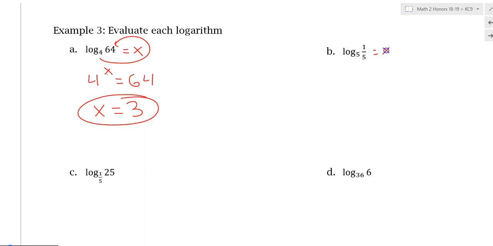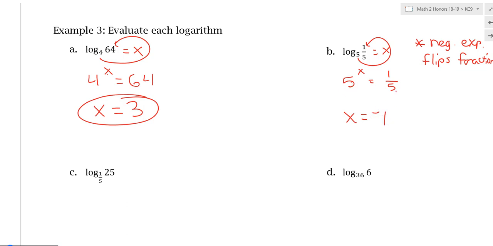Same thing here. If I'm evaluating this, 5 to the x equals 1/5. Remember, if you want to get your base on the bottom, a negative exponent flips the fraction. So this is in the opposite, if it's a numerator or denominator, it's in the opposite one. So x is definitely going to be negative. And 5 to the 1 equals 5. So we get x equals negative 1.